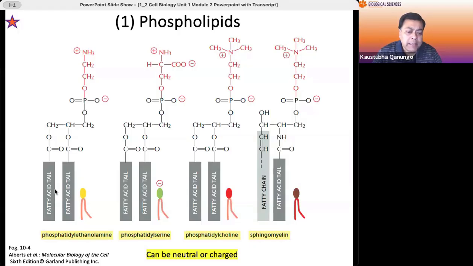So again, you can see that at the bottom we only wrote fatty acid tail. Why did we write fatty acid chain or tail? Because they can vary. What is constant is the head group. So let's take a look at one at a time.